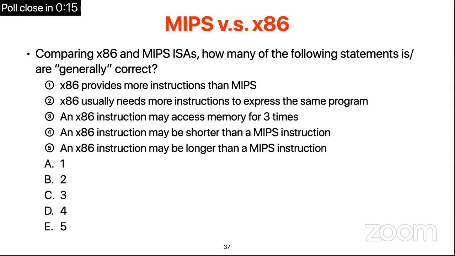Or maybe there are move instructions that just use registers, right? Maybe there are move instructions that are able to access memory 3 times. I'm suspecting, but you are not sure, right? Yeah. Then the other one is that an x86 instruction may be longer than a MIPS instruction. Although I am iffy about number 4 because that could be true also.